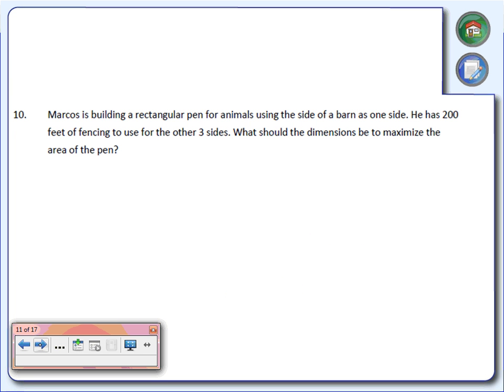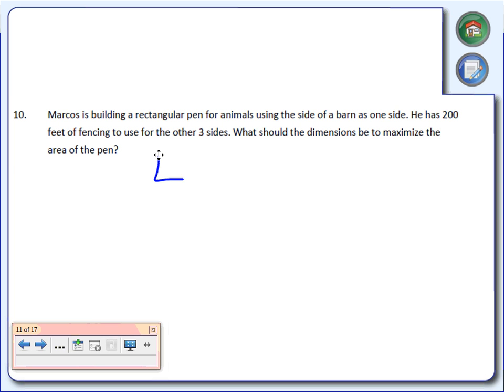Number 10. Marcus is building a rectangular pen for animals using the side of a barn for one side. He has 200 feet of fencing to use for the other 3 sides. What should the dimensions be to maximize the area of the pen?